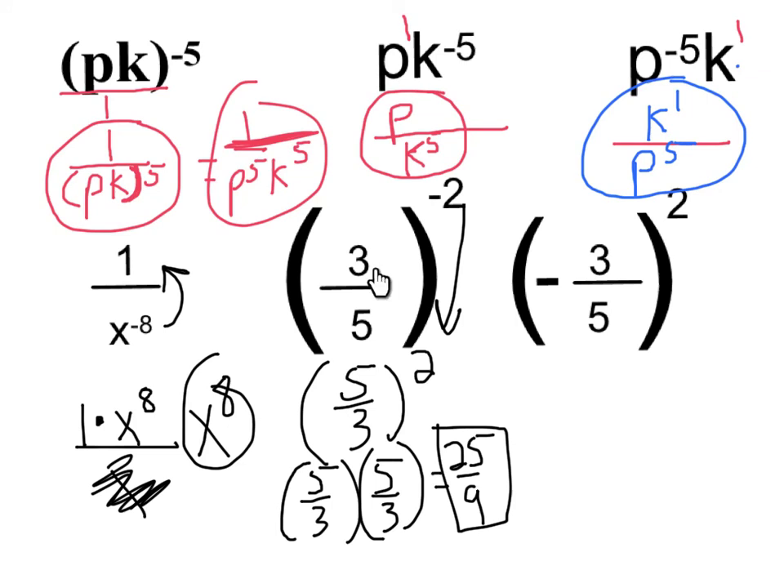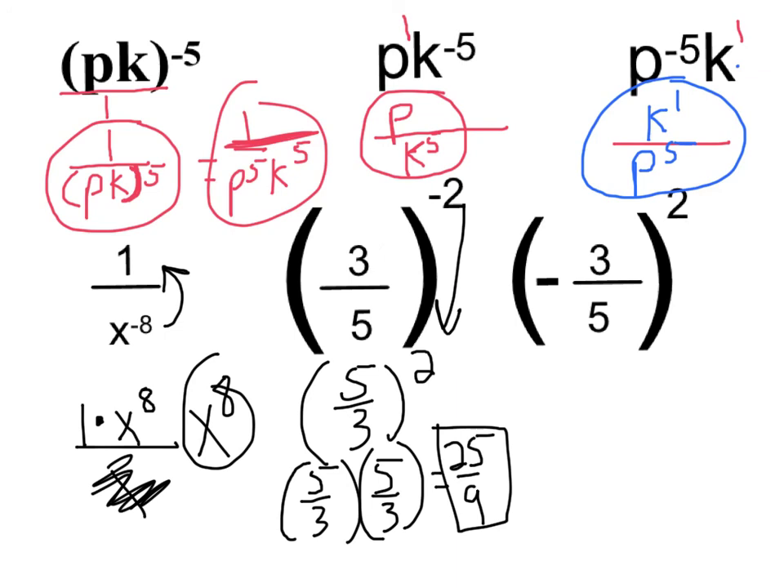Flip this, right, and square it. What's 3 squared? 9, except it has to be flipped. And what's 5 squared? 25. Again, it has to be flipped because of the negative. But we squared the numbers, we just did the reciprocal and flipped where they were.